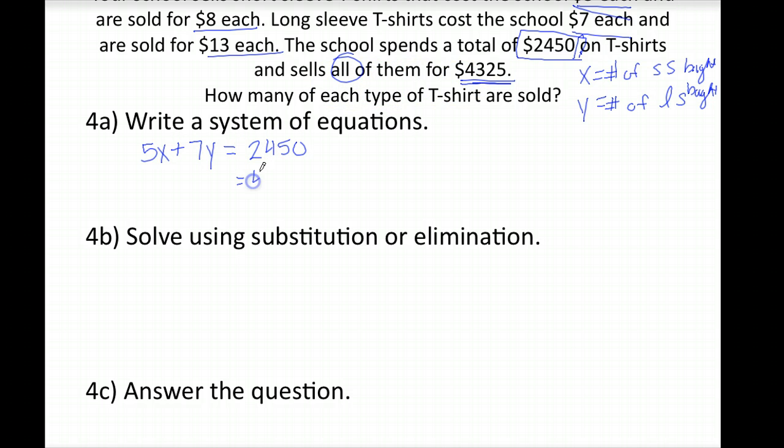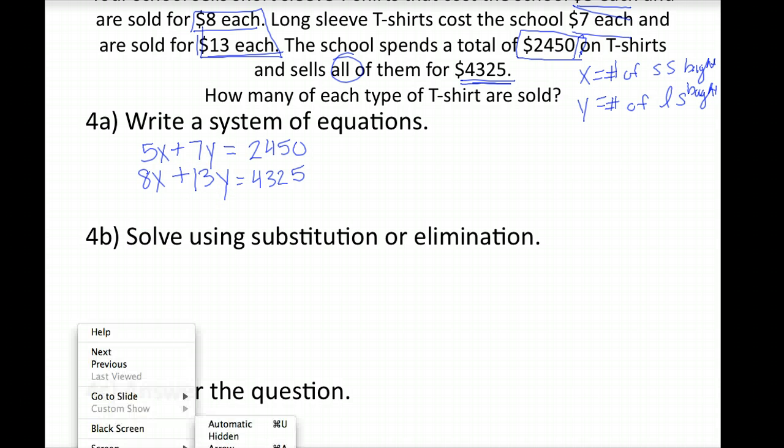Now they sell all of them, so they're selling all the shirts that they buy, and they end up making $4,325. Now for this one, we're going to be looking at that second bit of information. They sell each short sleeve for $8, so that's going to be 8x, plus the long sleeves, which will be 13y. So this is our system of linear equations.